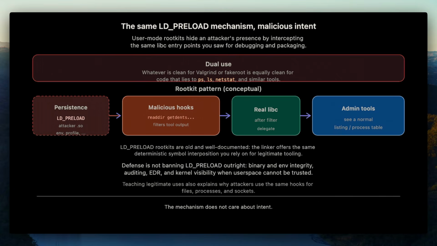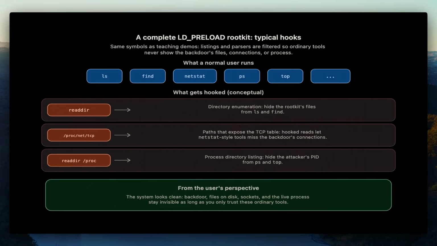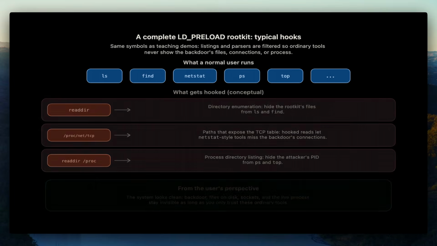A rootkit is software designed to hide an attacker's presence on a compromised system. LD_PRELOAD rootkits are one of the oldest and most well-documented techniques in the attacker playbook, precisely because the mechanism is so clean. A complete LD_PRELOAD rootkit typically hooks readdir to hide its files from ls and find. It hooks the functions that read /proc/net/tcp to hide its network connections from netstat. It hooks readdir again on /proc to hide its process from ps and top. From a normal user's perspective, the system looks completely clean. The attacker's backdoor, their files, their network connection, all invisible through normal tools.